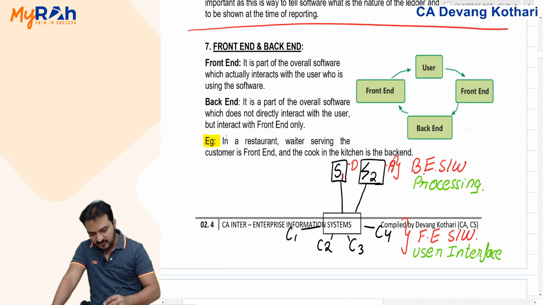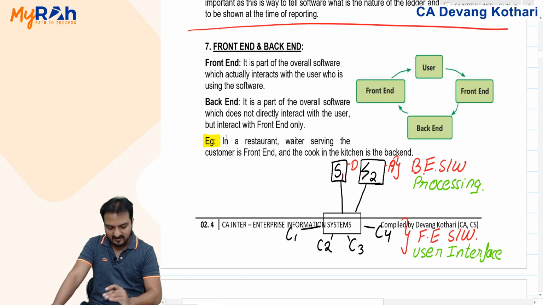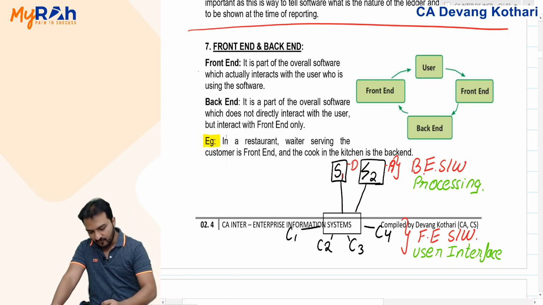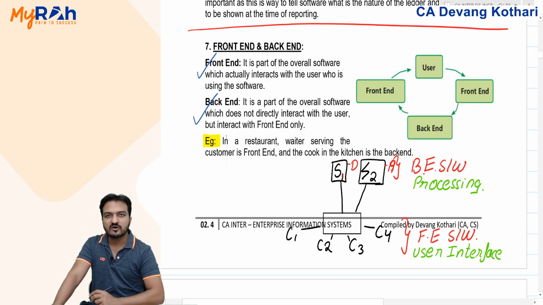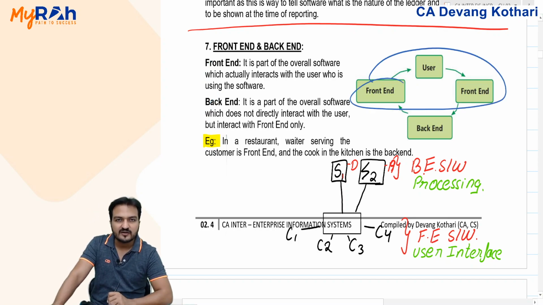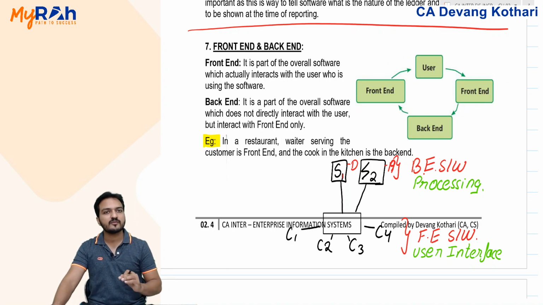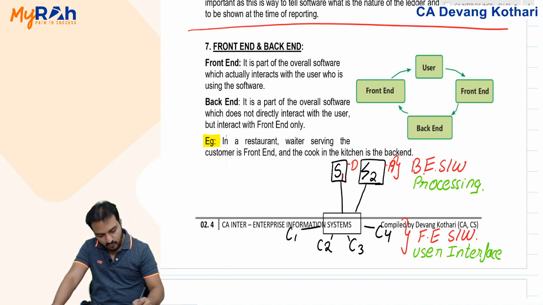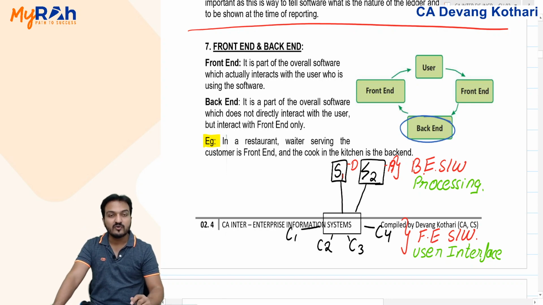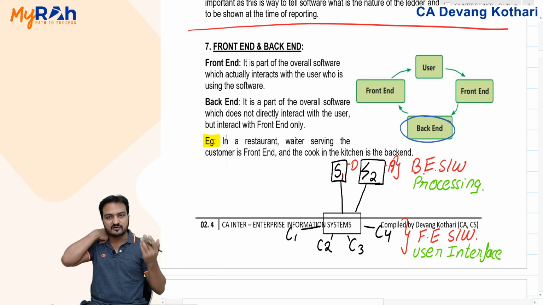Next is a discussion regarding front end and back end. Certain softwares are such that you will have a separate software for front end work and a separate software for back end work. Front end software will interact with the user, get requests from the user and do presentation to the user, while backend software will do the processing in the server on the backend.